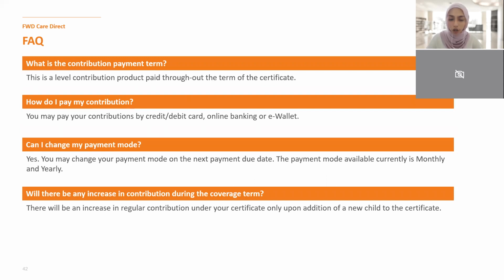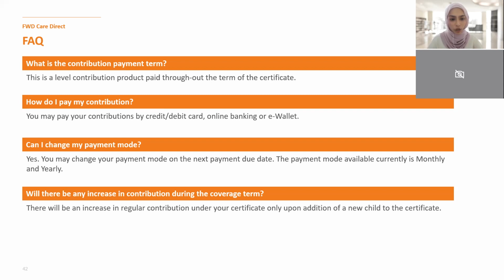So what is the contribution payment term? This is a level contribution, which means if when you register or participate you're paying 30 ringgit, you pay 30 ringgit throughout the whole term. How do you pay for it? Just like our other plans, you can pay using credit or debit card, online banking, or e-wallet. And you can also change your payment mode. You can choose either monthly or yearly, and it will take effect during your next payment due date.